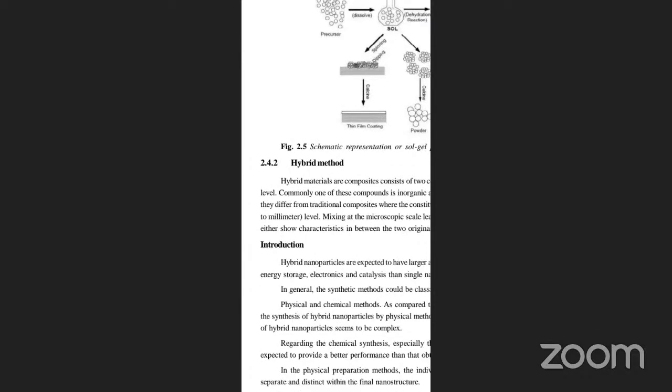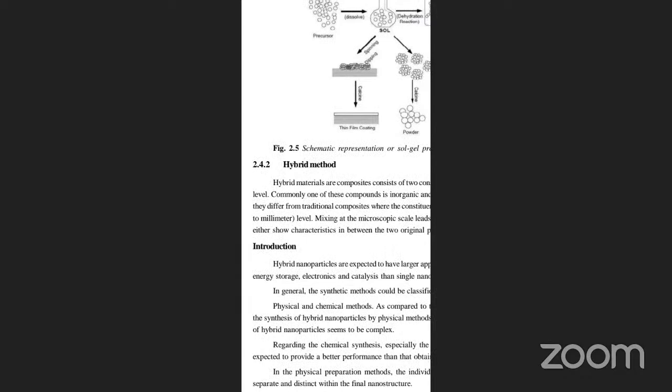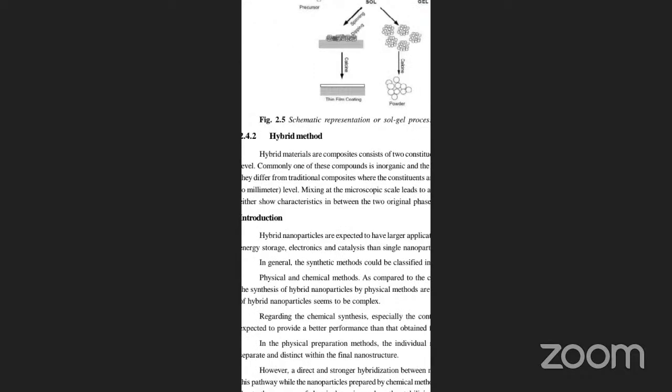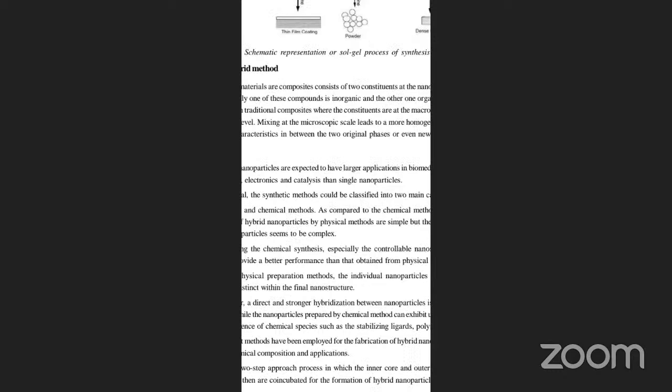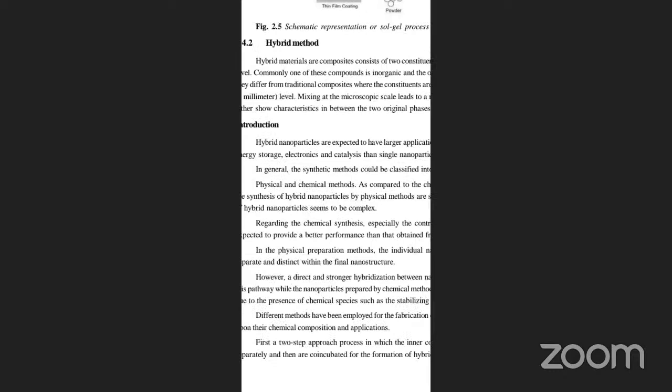Introduction. Hybrid nanoparticles are expected to have larger application in biomedicine and antibacterial, energy storage, electronics, and catalysis than single nanoparticles. In general, the synthetic methods could be classified into two main categories. First one, physical and chemical methods. As compared to the chemical methods, the synthesis of hybrid nanoparticles by physical methods is simple, but the control of the size of hybrid nanoparticles seems to be complex.